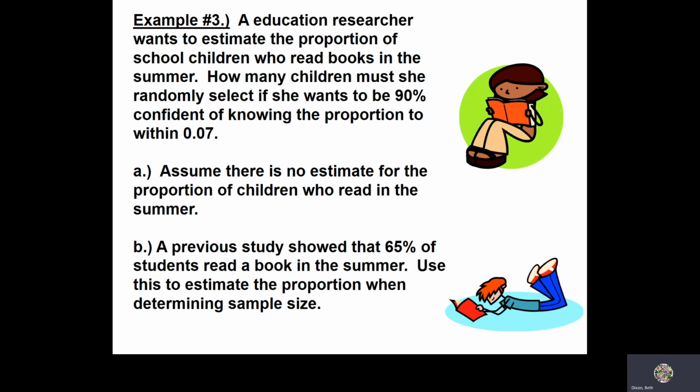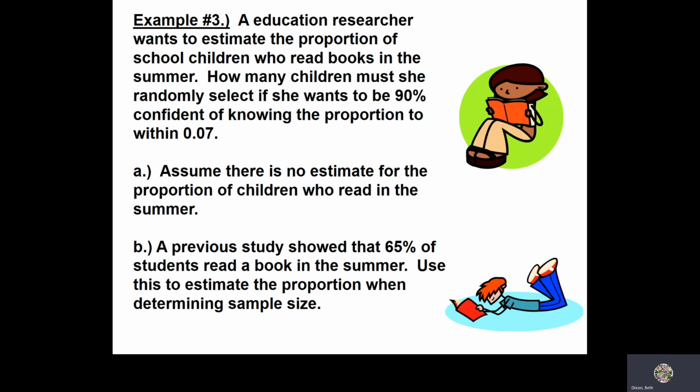So we have an example here. An education researcher wants to estimate the proportion of school children who read books in the summer. How many children must she randomly select if she wants to be 90% confident of knowing the proportion within 0.07? Assume that there is no estimate for the proportion of children who read in the summer.